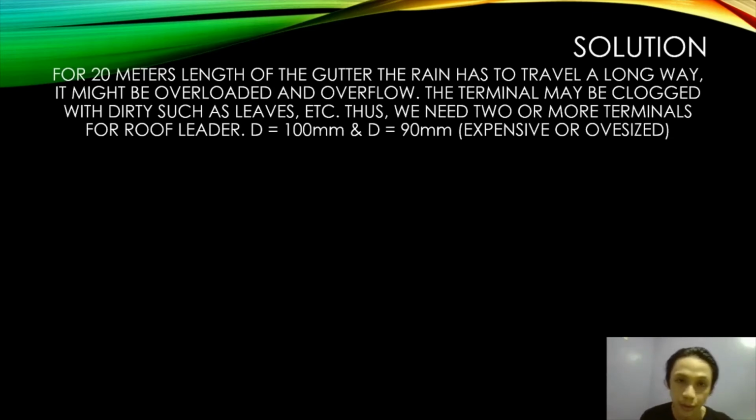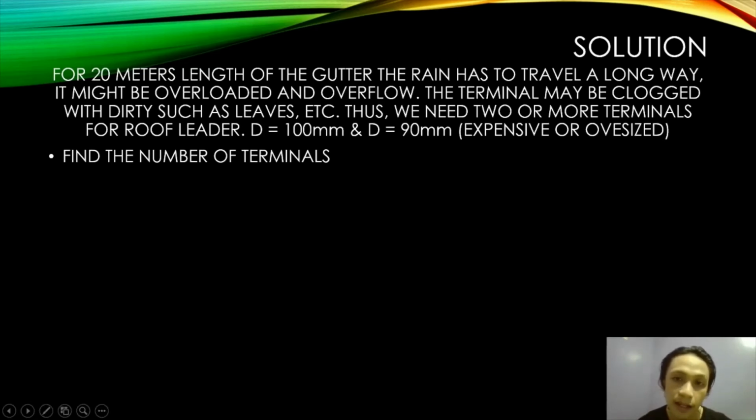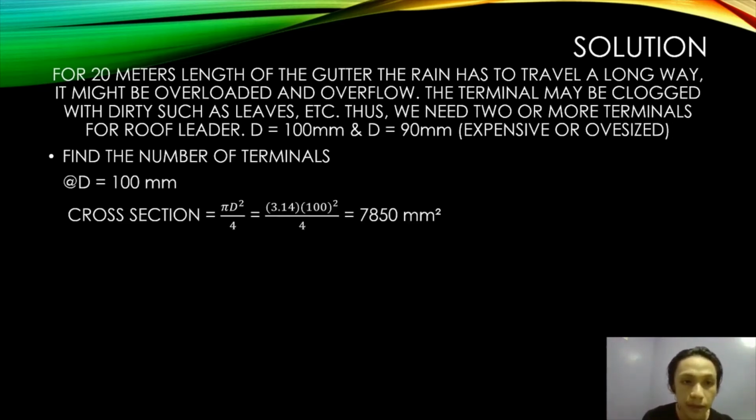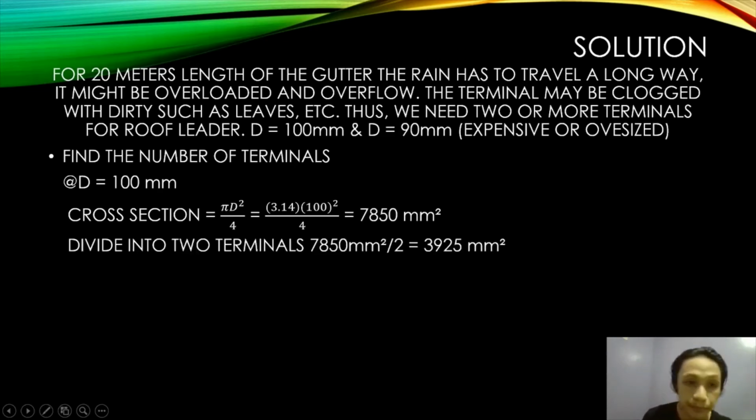So here's the solution. Find the number of terminals. It is stated in the question that we need two or more terminals. So what if we only use two? Let's try only two. We use 100 millimeter first. D equals 100 millimeter. Then we have to look for its cross section: pi d squared over 4. I know you know how to solve this. With the diameter 100, the cross section is 7,850 millimeters squared. Then we divide it into two terminals.